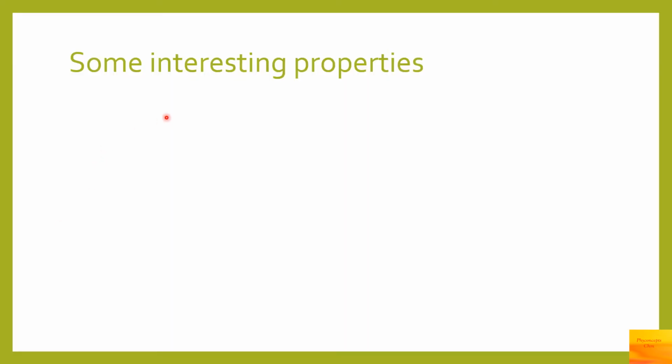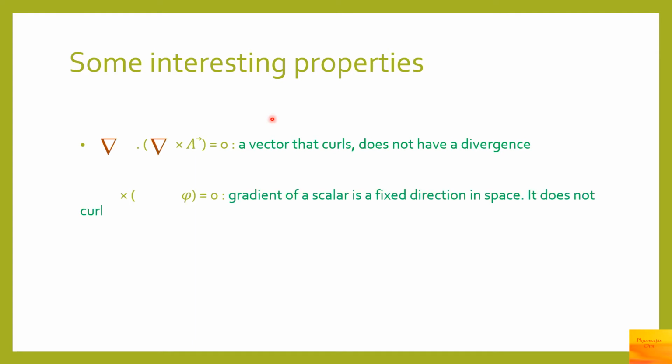Some interesting properties. Del dot del cross A bar is equal to 0. That is a vector that curls. This is the curl. So divergence of curl is 0. A vector that curls does not have a divergence.